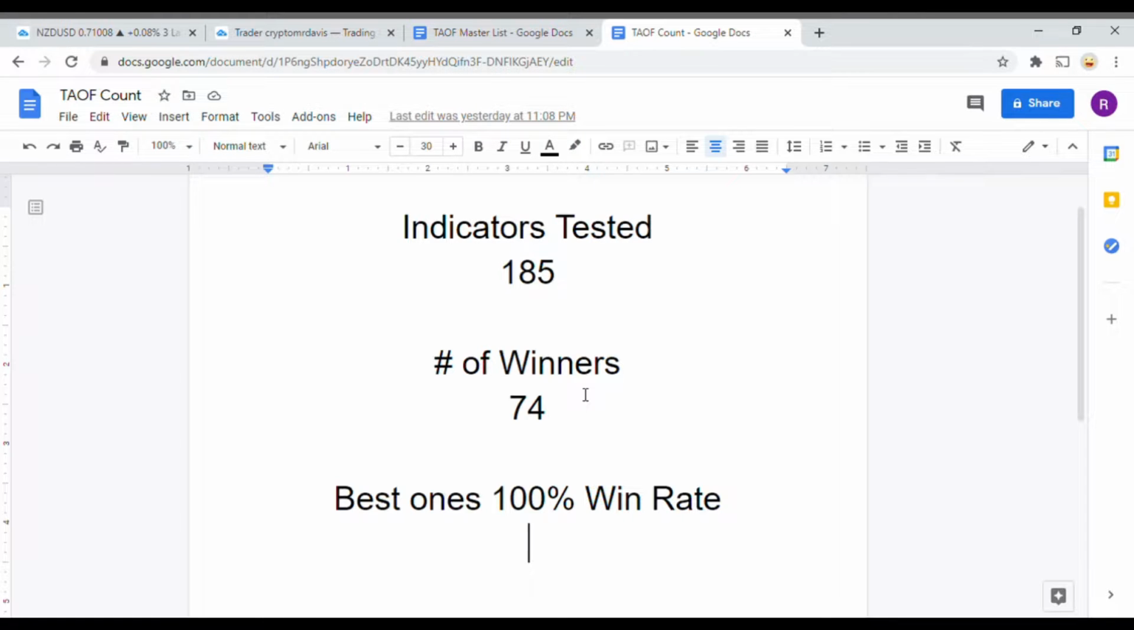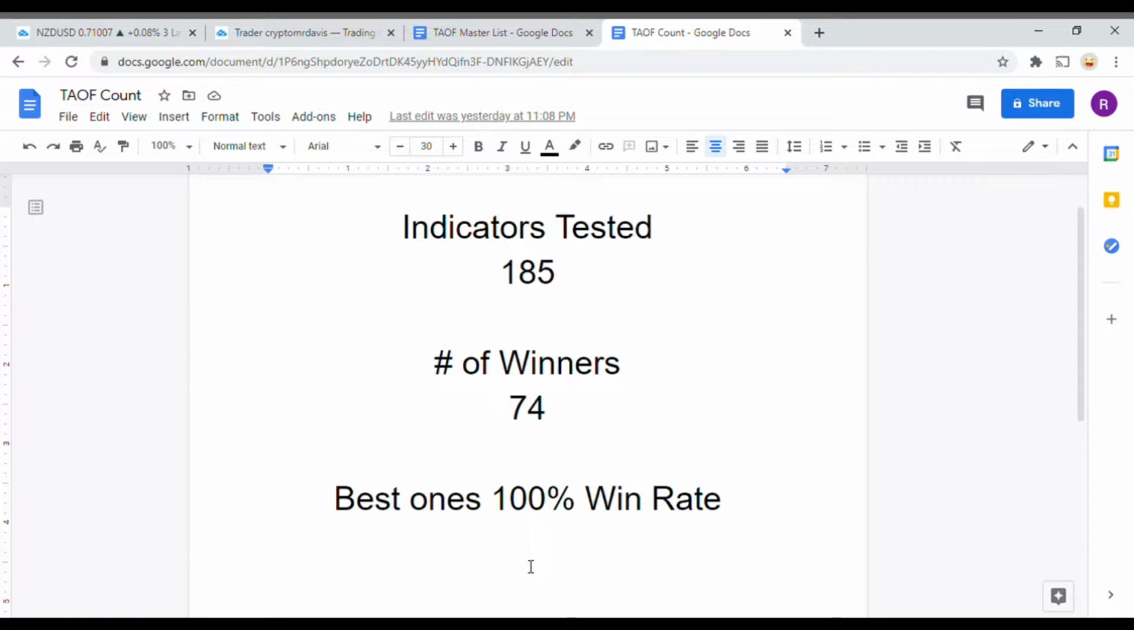So to date, we have tested 185 indicators. And out of those 185 indicators, 74 of them have been winners, which means that they have met or exceeded the 60% win-loss ratio threshold that we have set for them. The best ones so far were able to achieve a 100% win rate.